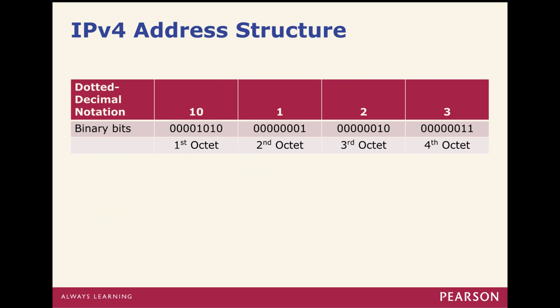So here's the structure of an IPv4 address. If we took the 10.1.2.3 and we converted them to binary, this is what it would look like. And we would refer to these as the first octet, the second octet, the third octet, and the fourth octet.